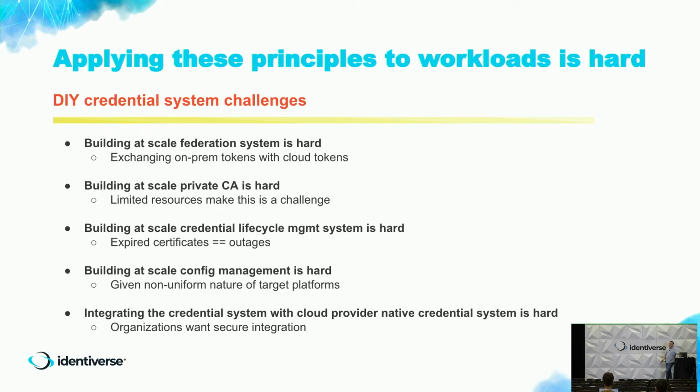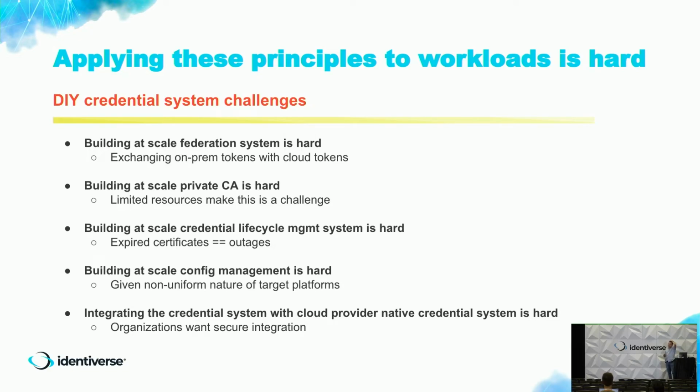The problem is this isn't always super easy. Although we're using well-defined constructs and components, like CAs, IAM essentially to set the policy, all these things are there, but deploying this is kind of hard, right? Building at-scale federation systems is challenging. Building an at-scale private certificate authority to issue these identities, they're hard. Building at-scale credential lifecycle management systems, hard, because if your certs expire, you have an outage, right? So there's a lot of things here that gets added on top of the traditional burden of running systems at scale.